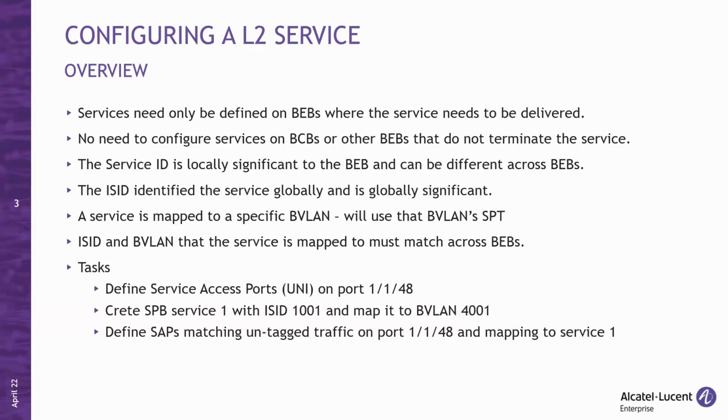A service is mapped not only to an ISID, but also to a backbone VLAN, which means it will use the shortest path tree of that backbone VLAN. Both the ISID and the backbone VLAN must match on all BEBs terminating the given service. And in short, what do we need to do?